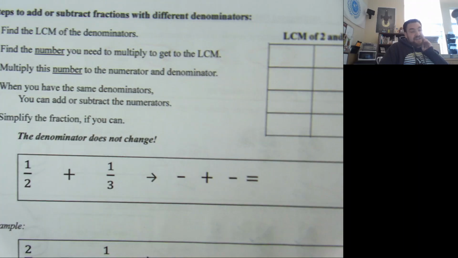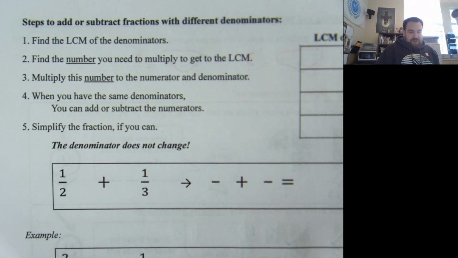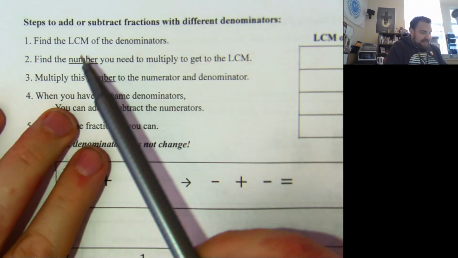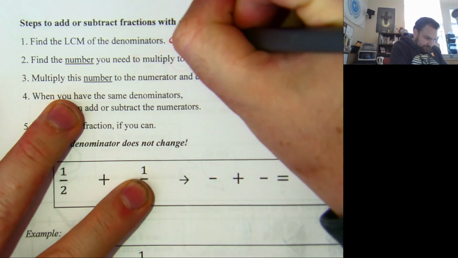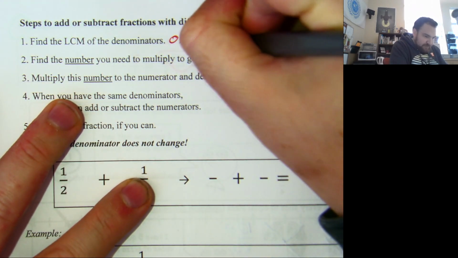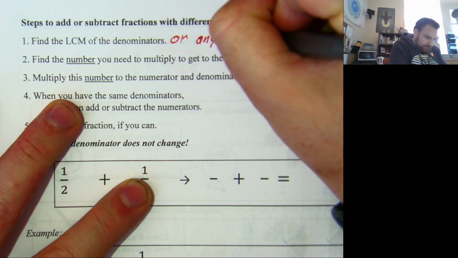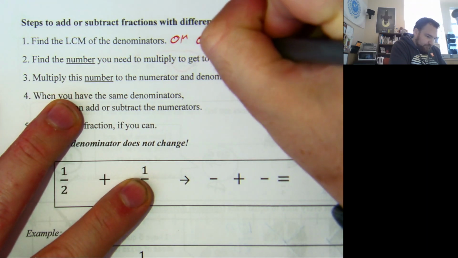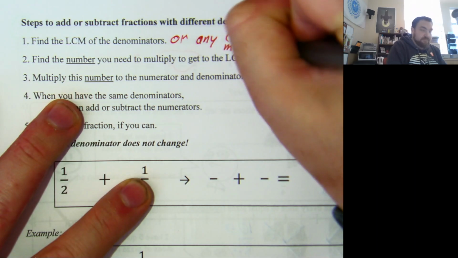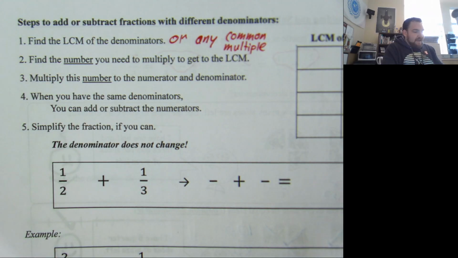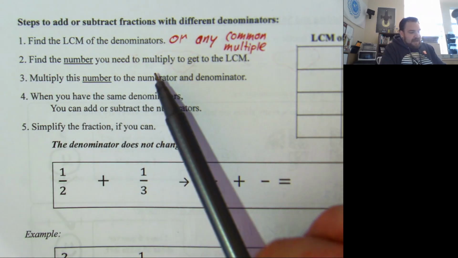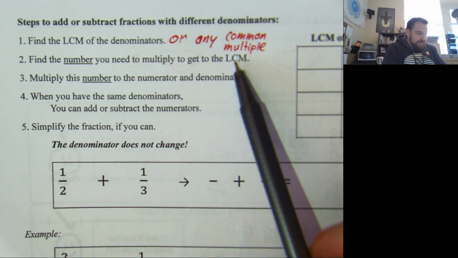So, steps to adding fractions with different denominators. Here's the instructions. Here's what we're going to do. What we want to do is find the least common multiple of the denominators, or any common multiple. Any will work. The lowest will always be the easiest, but any will work. Find the number you need to multiply to get to the lowest common multiple, or the common multiple you've chosen.